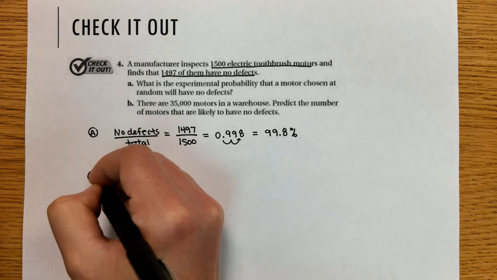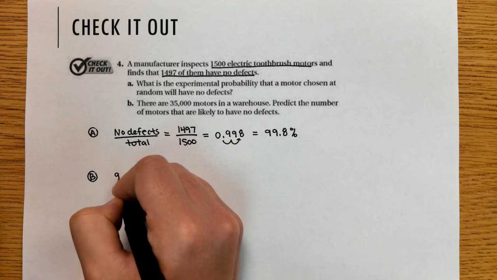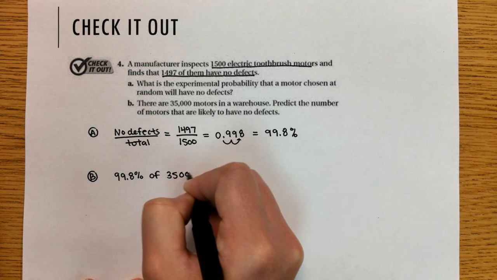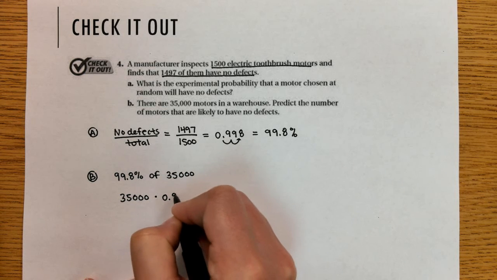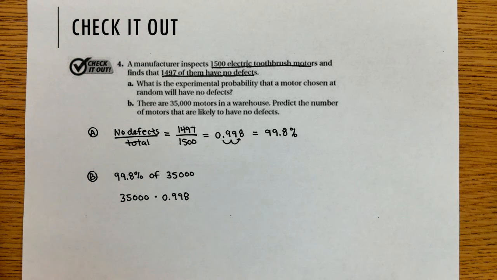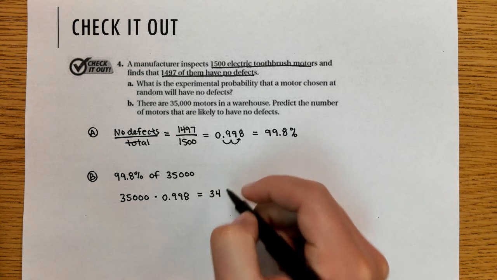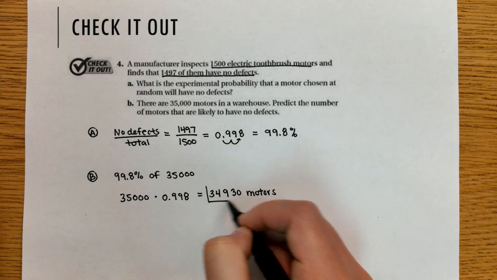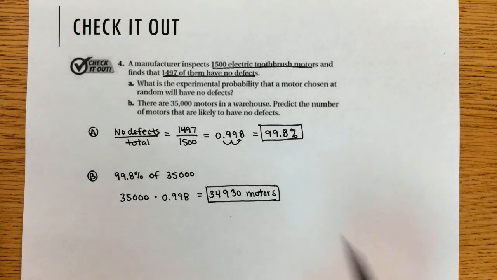Then for part B, it says there's 35,000 motors in a warehouse. Predict the number of motors that are likely to have no defects. So we're going to find 99.8% of 35,000. So we're going to take 35,000 and multiply it by 0.998. So 35,000 times 0.998 will give us 34,930. And our label would be motors. So 34,930 motors, and our first answer was the 99.8%.